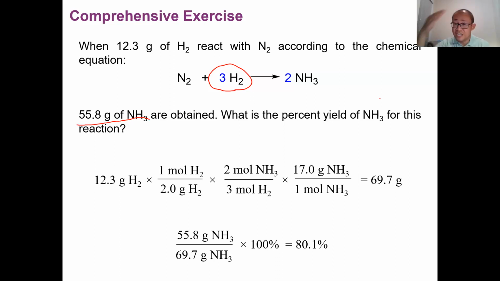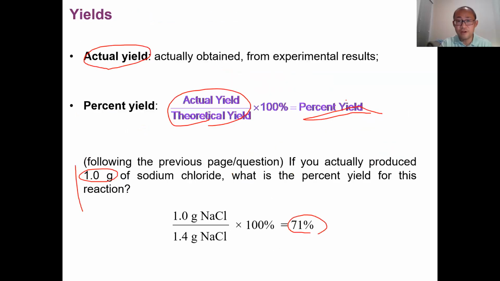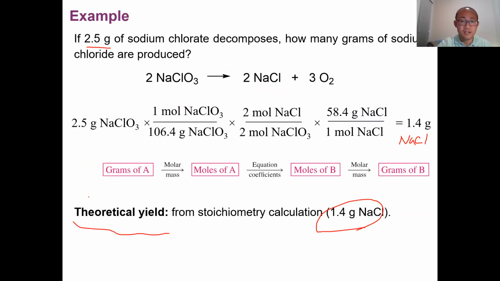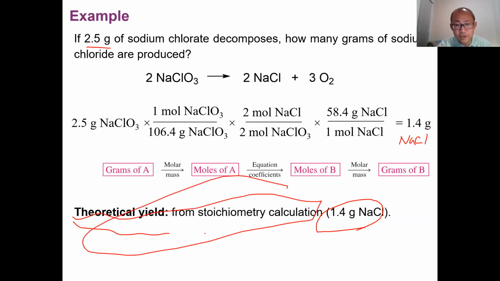Okay, we know percent yield is actual over theoretical. Ask yourself, do we know both? The question tells us 55.8 grams of ammonia are obtained. Obtained means what? You actually got. So that means we know the actual yield is 55.8 grams. That's how much we got. So in order to know the percent yield, I need to calculate what? The theoretical yield. Theoretical yield comes from what? Stoichiometry, right? Theoretical yield comes from stoichiometry calculations.